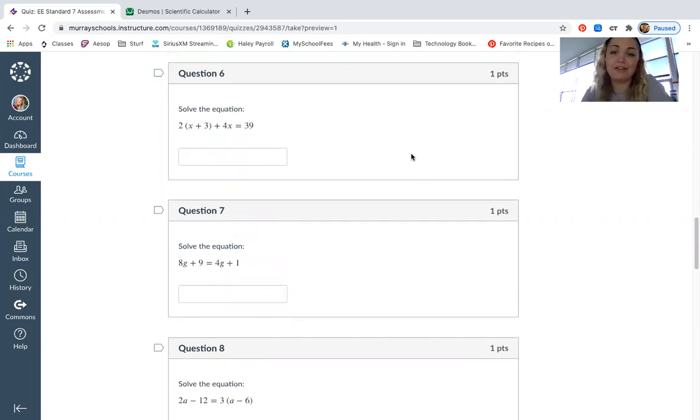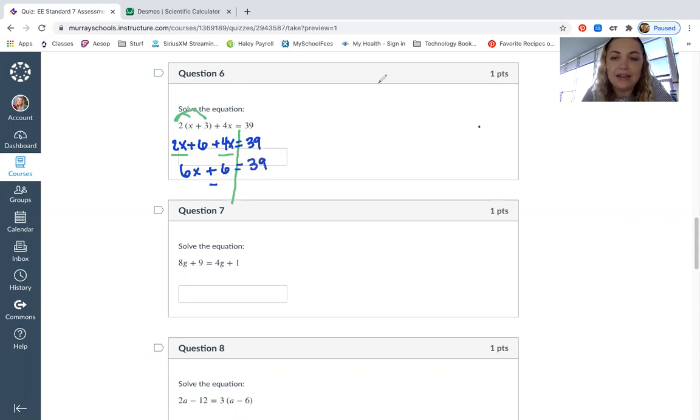Solving this equation, I know that there's going to be some distribution here, and there's also going to be some combining like terms. So let's start by distributing. 2 times x and 2 times 3. Well, 2 times x is 2x, 2 times 3 is positive 6, and then I have my positive 4x equals 39. And let's start combining some like terms. 2x's and 4x's together make 6x's. Plus 6 equals positive 39.